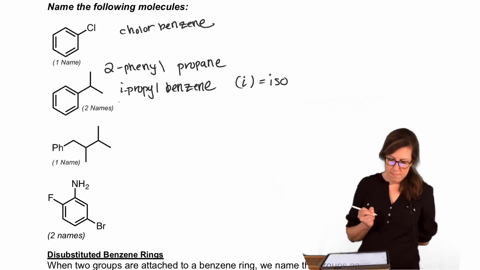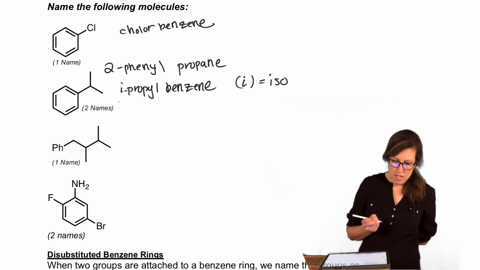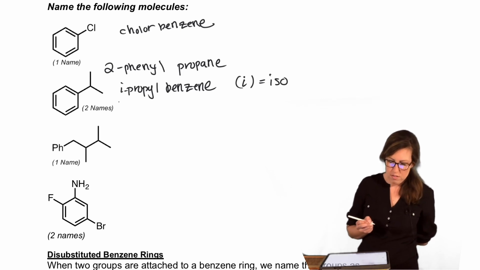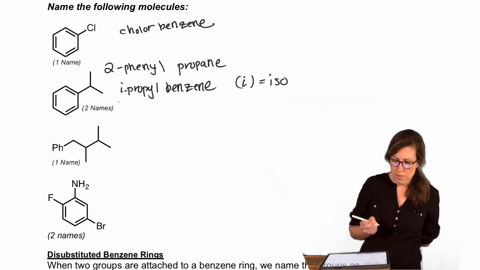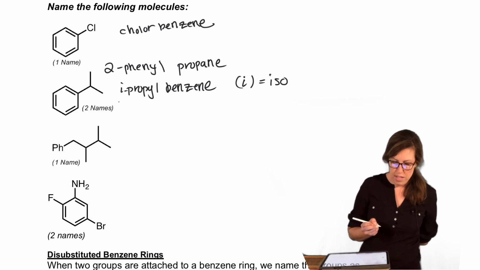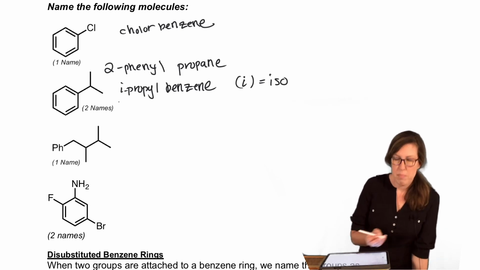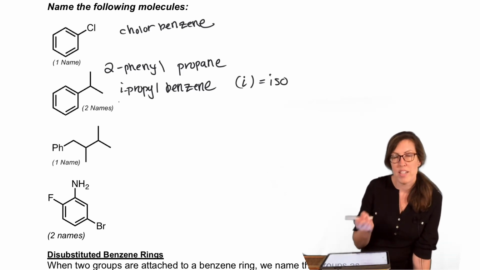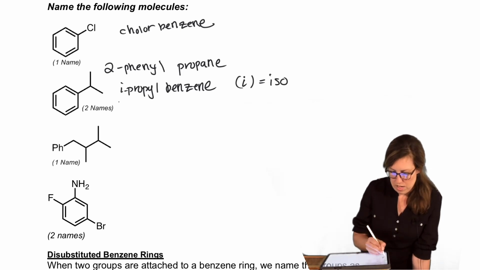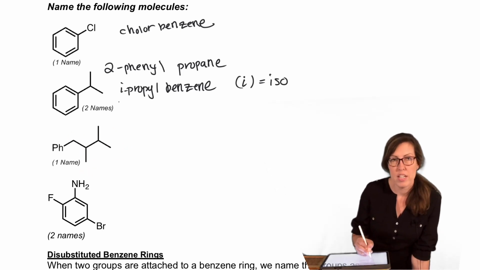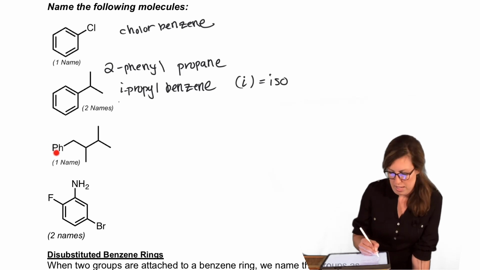Okay, here's an example where the branching might get a little difficult. So instead of having 2 different names for it, we're going to name the parent name because there's so much branching. You want to give the highest priority group number 1. If we look at our parent chain, we have 1, 2, 3, 4. Because I don't know the name of this funky branch, I'm going to name the parent chain and call benzene a substituent. That's the phenyl.